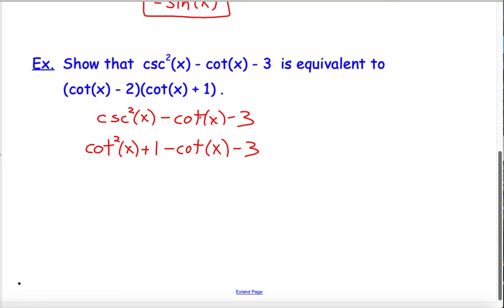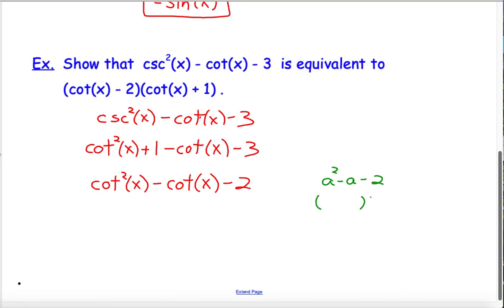I have some constants that I can combine, so let me write that. So I have a cotangent squared of x minus a cotangent of x minus 2. Now what do we do? Well, when you look at that, hopefully you think of that in a more general sense as a squared minus a minus 2. And if I gave that to you, I'm sure everybody could factor that.